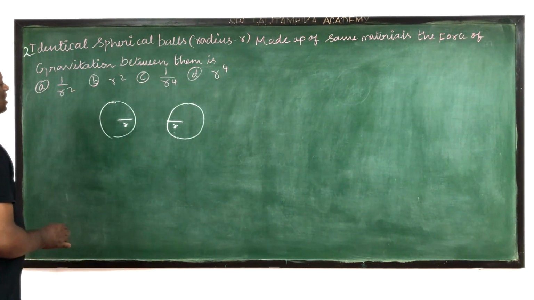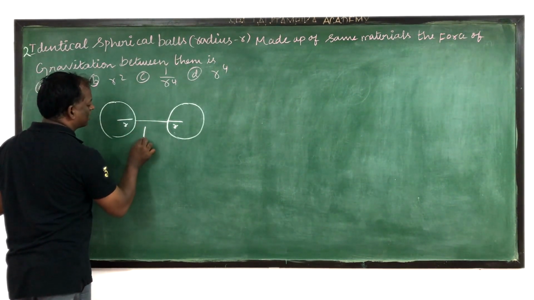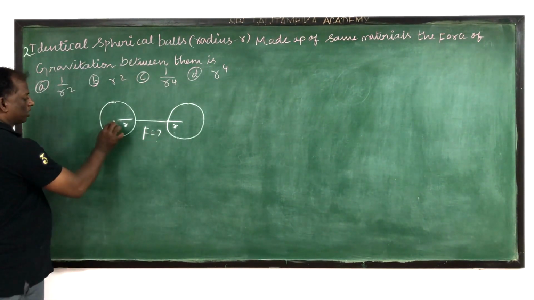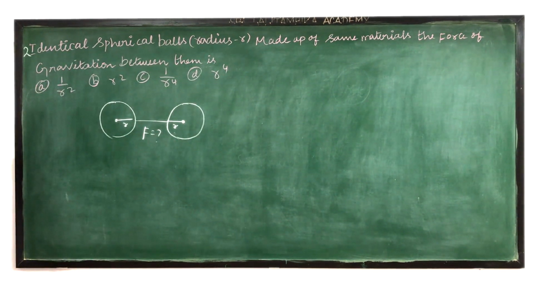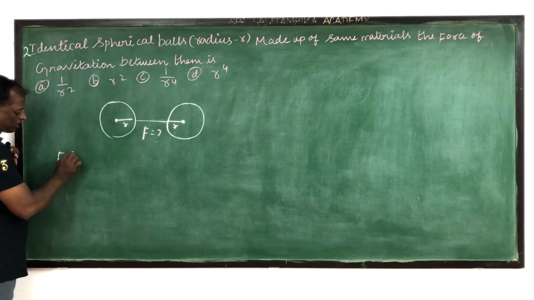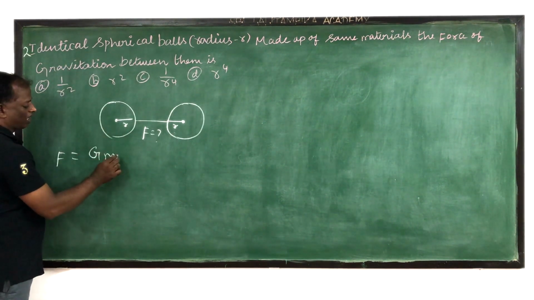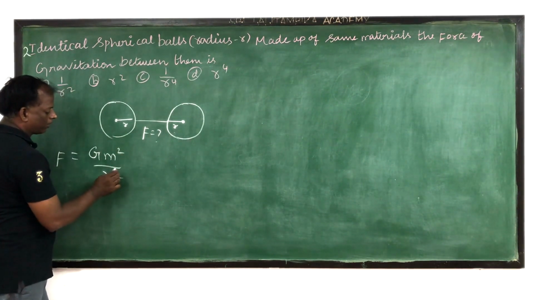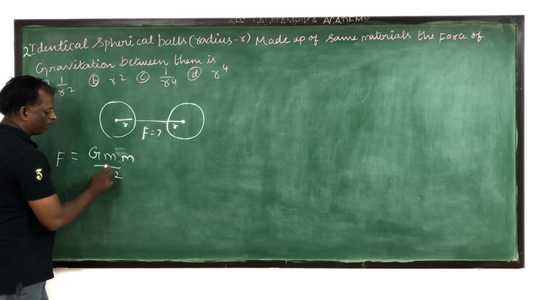The force of attraction between them, what is the force of attraction between these two? So this is what the question asks. The two identical spherical balls are made up of the same material. They have given the options for the force of attraction. So we know the force of attraction F is equal to G into, since the masses are the same, we can write it as m square by r square, or we can write it as m1 m2, so m into m by r square.